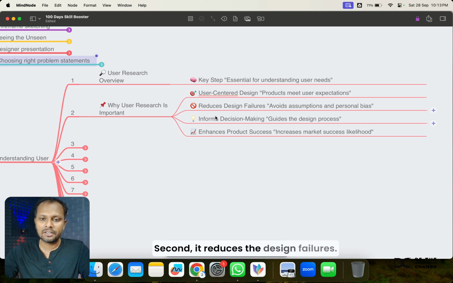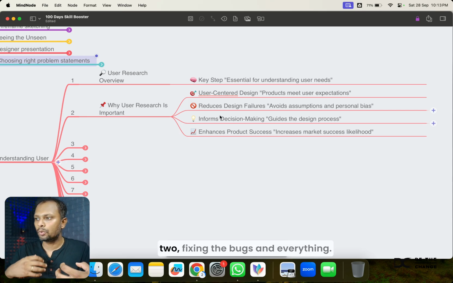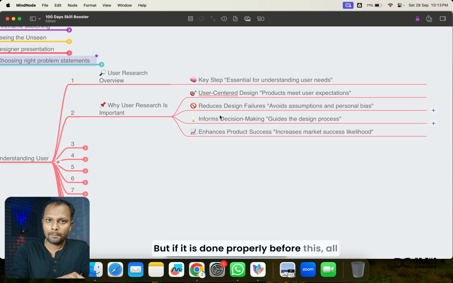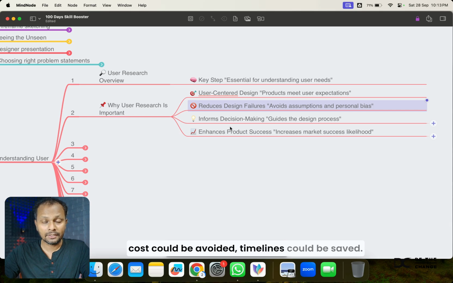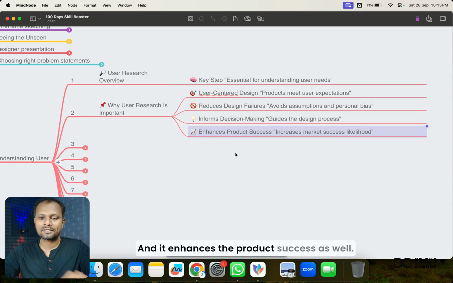Second, it reduces design failures. A lot of times industries put a lot of money into refining the product into version 1, version 2, fixing the bugs and everything. But if it is done properly before, all this cost could be avoided. Timelines could be saved. Also, it helps you in informed decision making and guides you throughout the process, and it enhances the product's success as well.